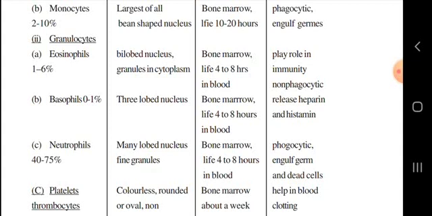Basophils are 0 to 1%. It has a 3-lobed nucleus, and the bone marrow time is 4 to 8 hours. It releases heparin and histamine.